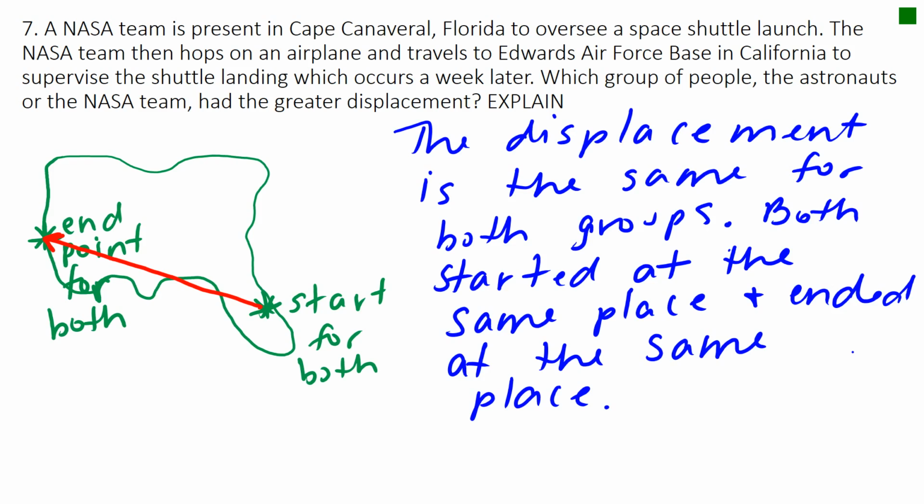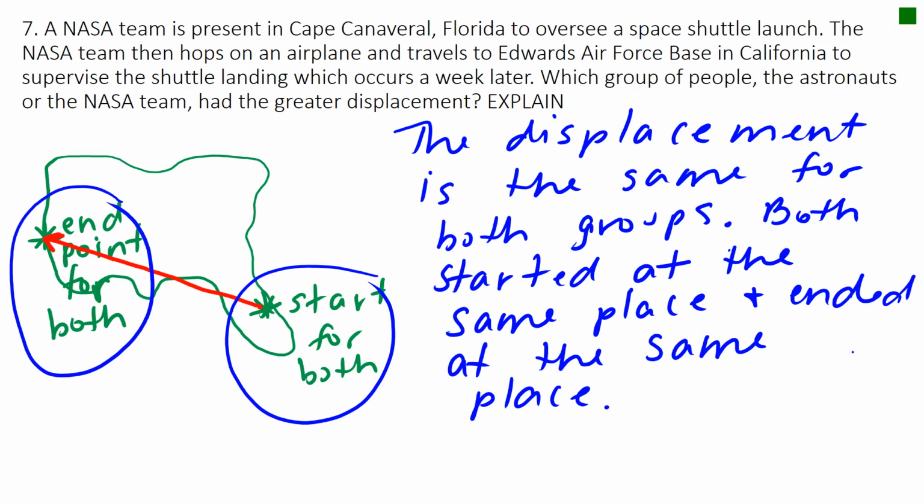and then came back. That's not important in terms of displacement. If the question asked which group covered the most distance, then the astronauts would be the answer. But since the question is about displacement, they both started at the same point and they both ended at the same point. So their displacement is the same.